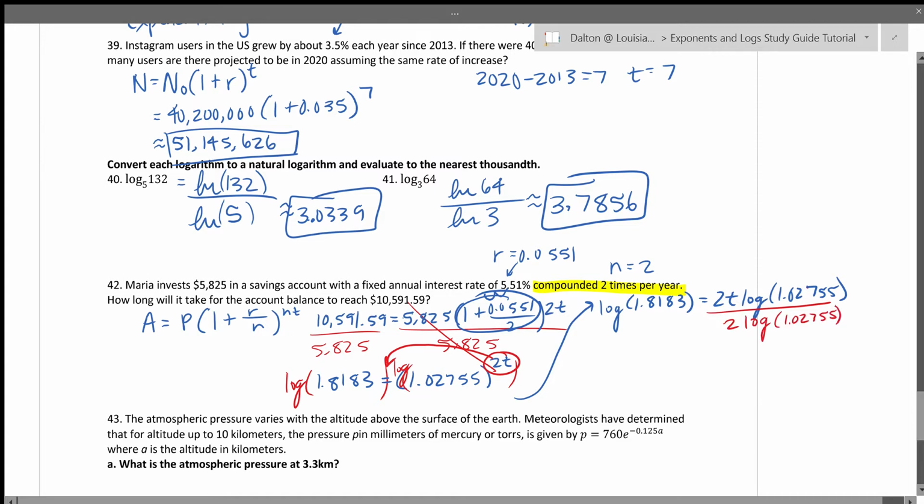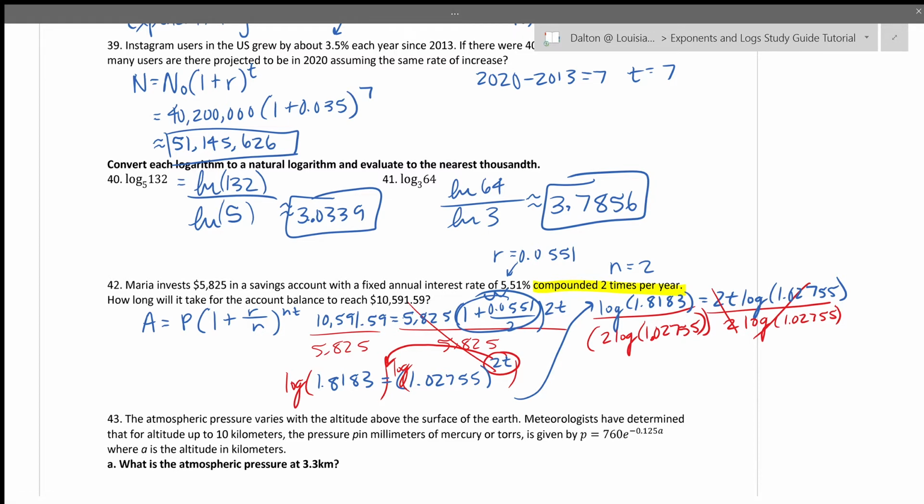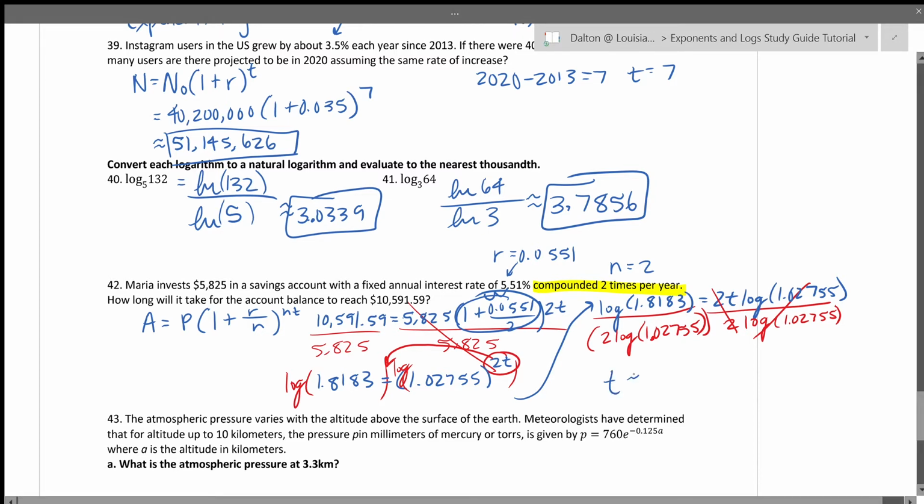1.02755. And again, you could actually have typed that out and gotten that as a decimal, but I'm just going to write it like this. And then I'm going to divide that on the left side as well. 2 times the log of 1.02755. Again, you've got to be careful. If you're going to divide multiple things in one step, you've got to go ahead and group that with parentheses in your denominator so that your calculator knows that that's both in the denominator. When you do so, you should end up with t is approximately 11 years.